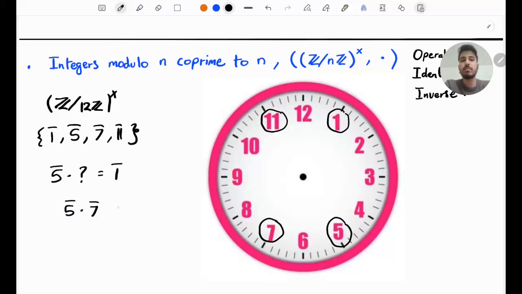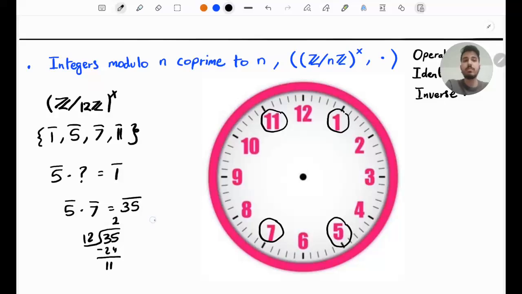So 5 times 7, that's 35. But what is 35 congruent to mod 12? To see that, we need to divide 35 by 12 and see what the remainder is. If the remainder is 1, well, that's just 1 bar. We're done. So 35 divided by 12 gives you 2 with a remainder of 11. Clearly not 1. So it's not 7.